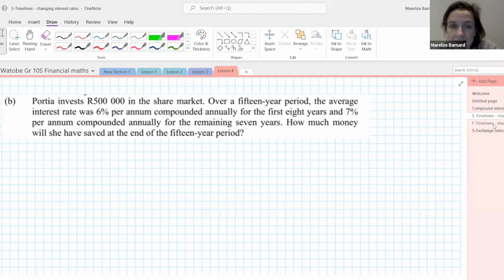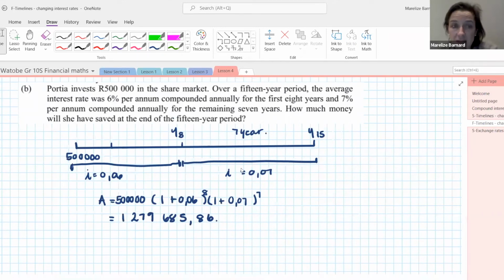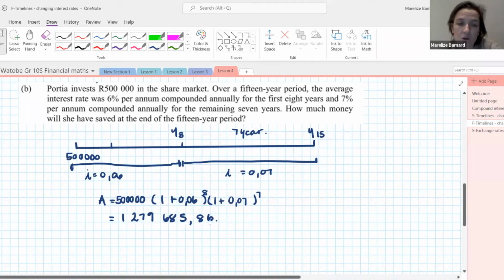Okay, let's see. So we've got 500,000 that Portia puts in a bank account for 15 years. For 8 of those 15 years, the interest rate is 6%. And then for the remaining 7 years, the interest rate is 7%. Okay. And then you put it into your formula. First, you raise it to the power of 8 with interest of 0.06 and then 0.07 to the power of 7. And that's our answer that we should get.